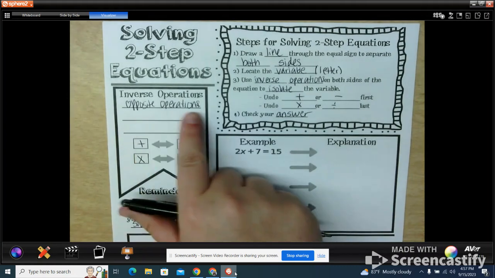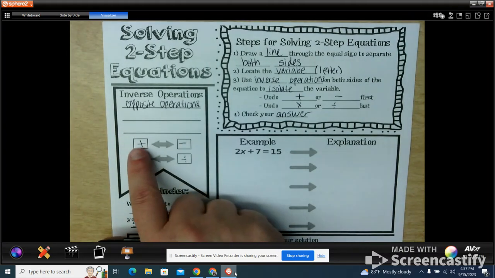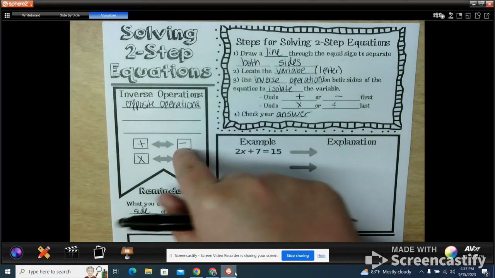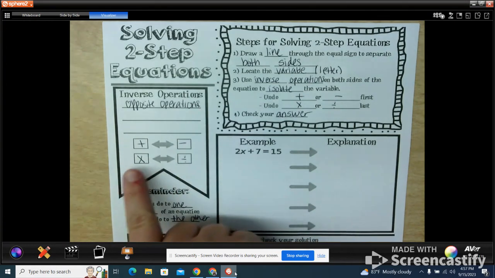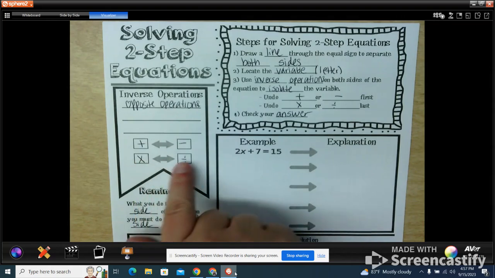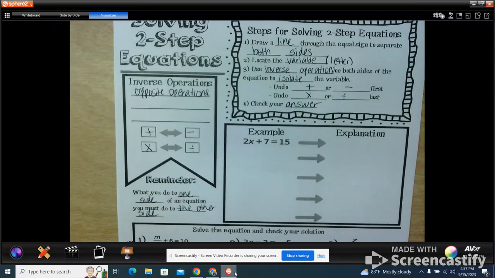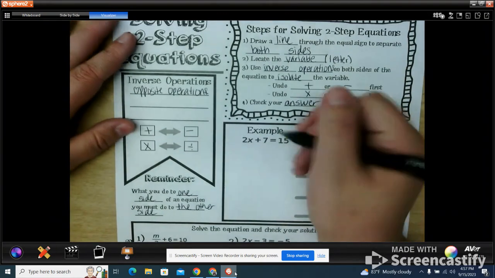So inverse operations are going to be: addition is the inverse to subtraction. Subtraction is the inverse to addition. Multiplication is the inverse to division. Division is the inverse to multiplication. And the one big thing is whatever you do to one side of the equation, you must do to the other side. So our first example is 2x plus 7 equals 15.